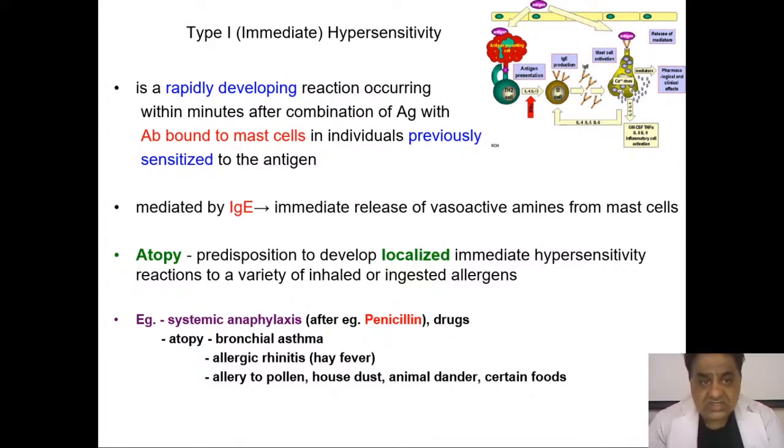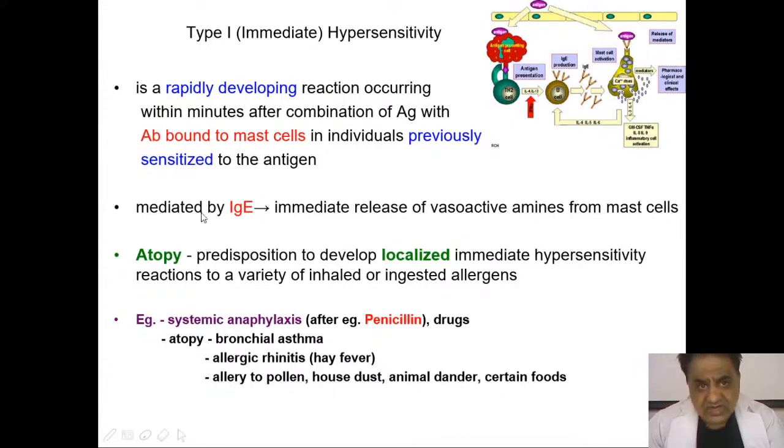The mast cells recognize the penicillin molecule, and IgE antibody leads to release of vasoactive amines from mast cells, and these mast cells now start producing a reaction. Some of them may lead to severe sudden anaphylaxis, a reaction which may lead to death. This is typically seen with penicillin and may happen with certain insect stings also. Atopy is a localized form of hypersensitivity which happens to inhaled or ingested antigens.